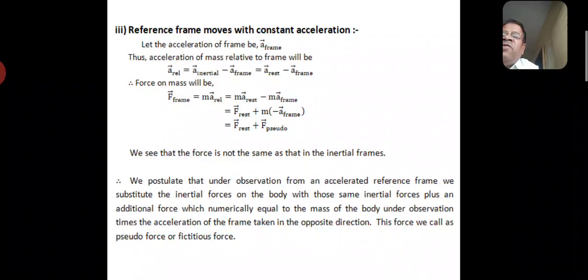When the frame is at rest, there is no additional force. When the frame is moving with a constant velocity with respect to the other frame, again there is no additional force. But when one frame is moving with an acceleration with respect to another, an additional force appears to be acting on the body, equal to the mass of the body under observation into the acceleration taken in the opposite direction. This force is known as pseudo force or fictitious force.